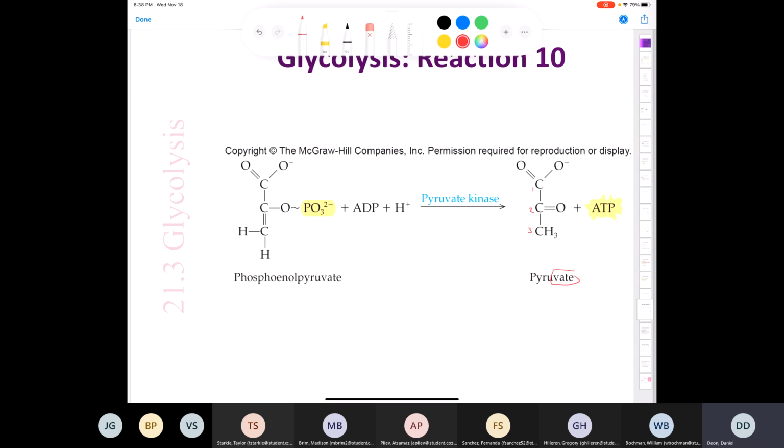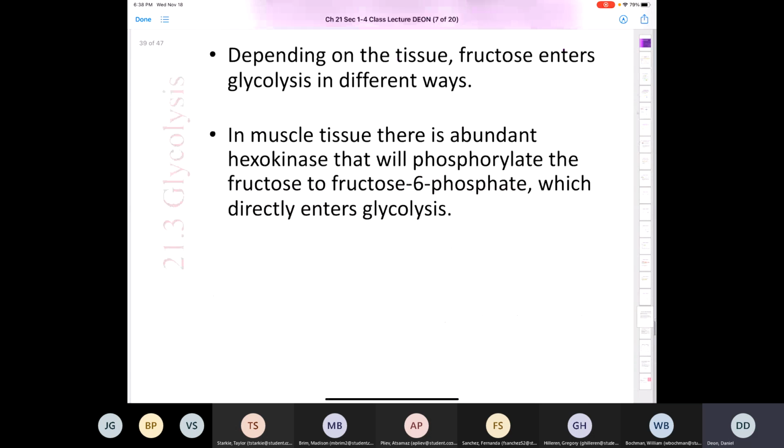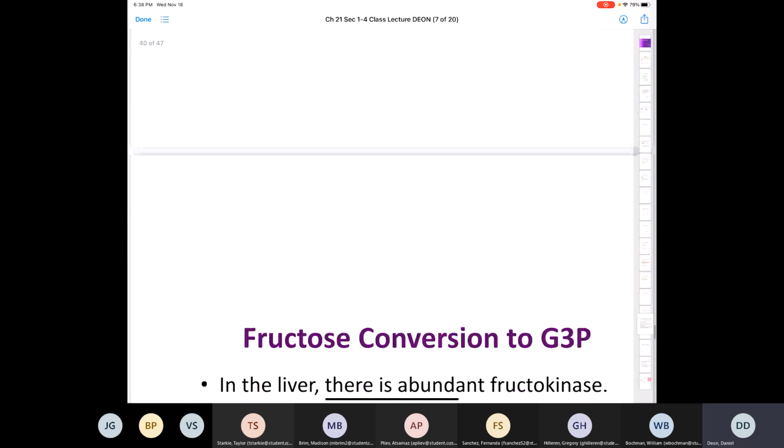Pyruvate. In chemistry, whenever you see -ate, like nitrate, sulfate, carbonate, anything with -ate always has a negative charge associated with it. If you have this acid, CH3, C double bond, carbonyl, and then a carboxyl, this is called pyruvic acid. So pyruvate is just the conjugate base of pyruvic acid. And there you have it, my friends. If we summarize what went on there, we'll get to that in a second.